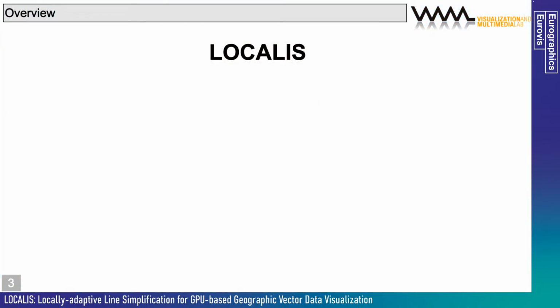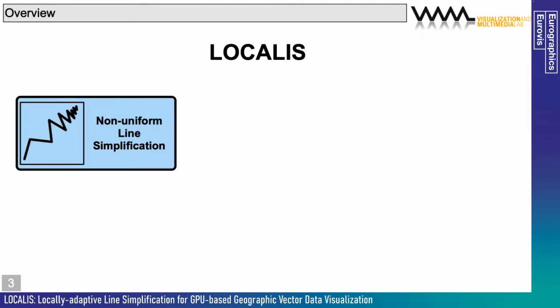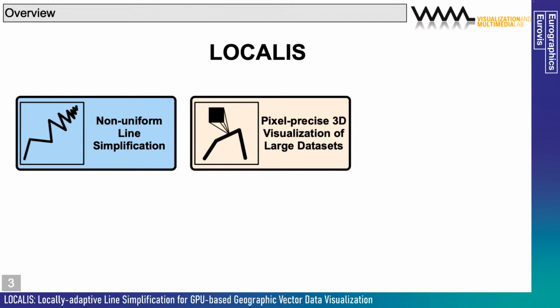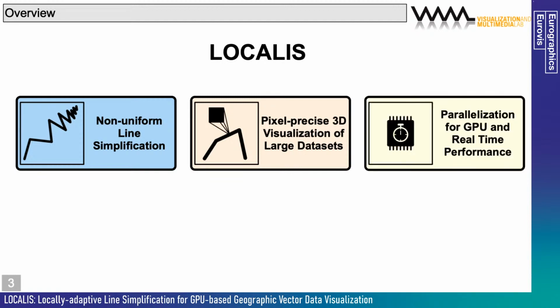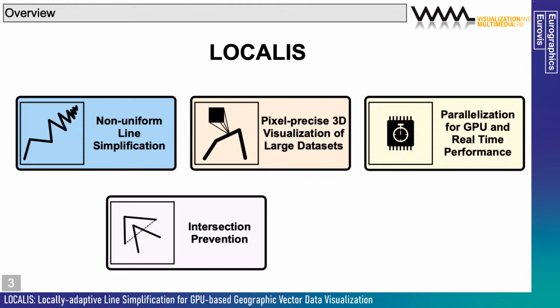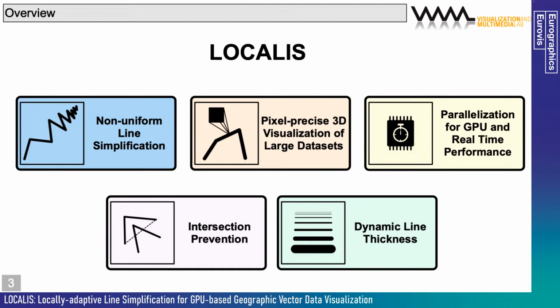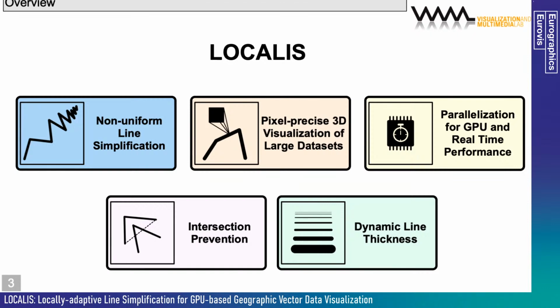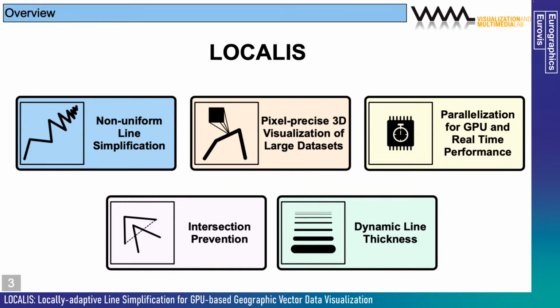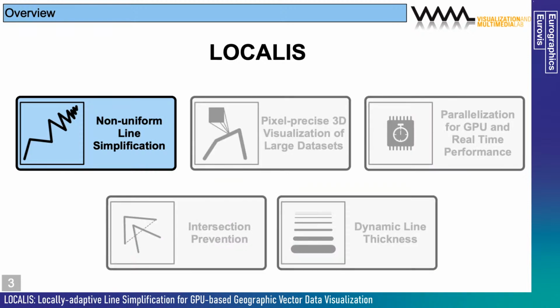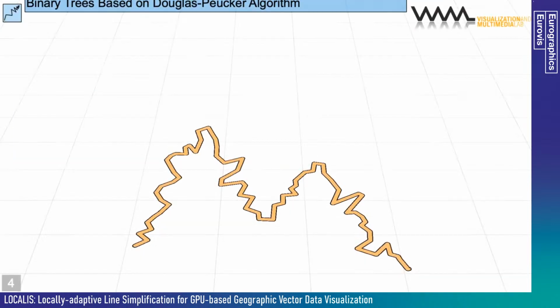To tackle this challenge, we have developed Localise. Localise simplifies lines non-uniformly, is based on a pixel-precise visualization technique for large vector line datasets, takes advantage of the GPU parallel computing power to run in real time, prevents unwanted intersections, and dynamically changes the thickness of the lines to reduce the clutter. I will explain each of these features starting with non-uniform line simplification.